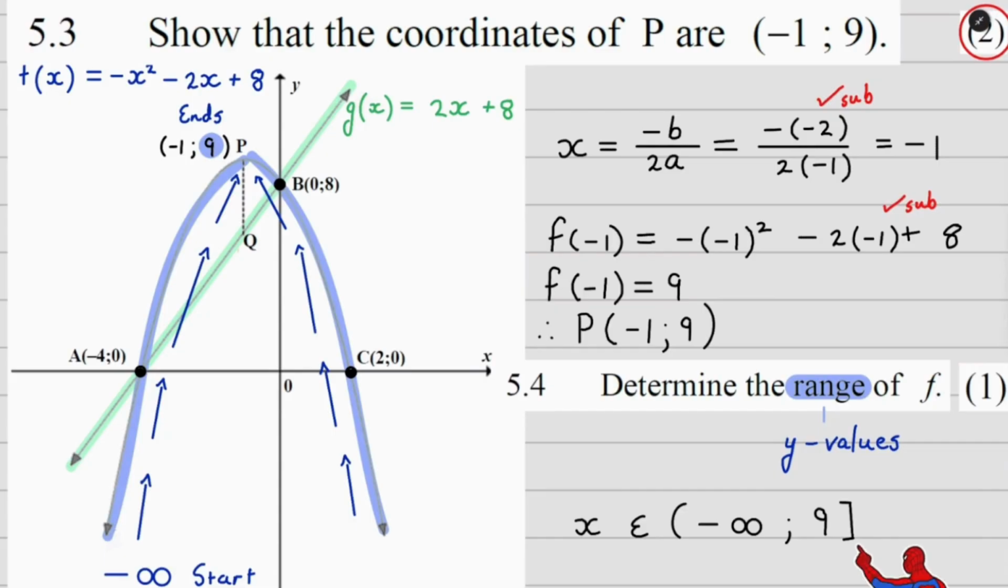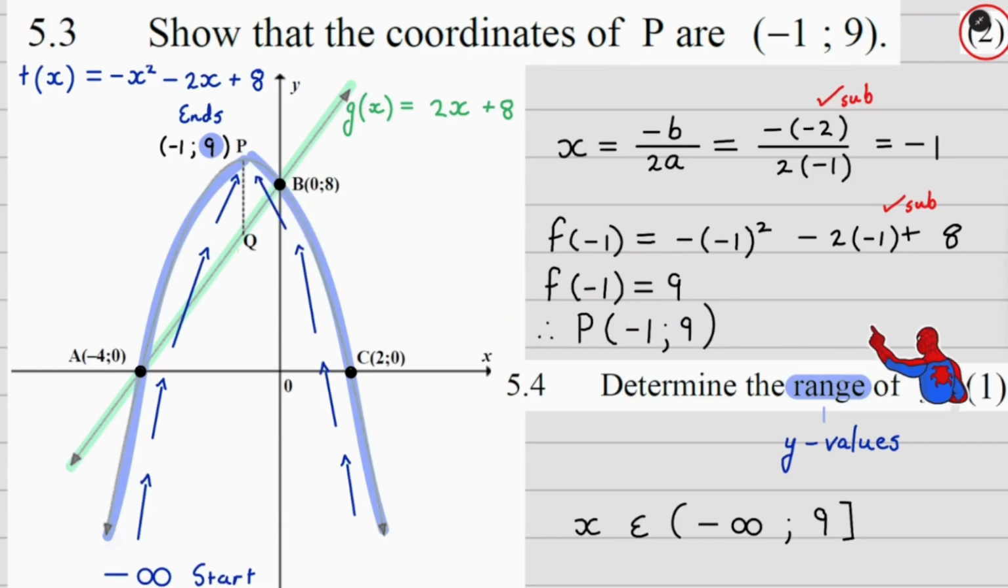And how we write that mathematically is we say y is an element that starts at negative infinity. Infinities always get circle brackets. And it ends at 9, and then we clap a square bracket there because it does include 9. The graph does exist at 9.